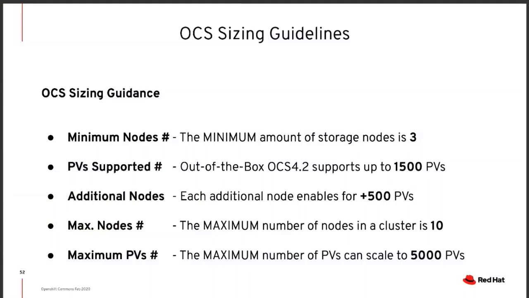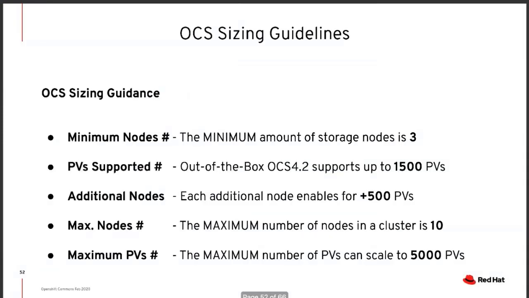With the minimum amount, you will have capability for 1500 persistent volumes. If you add nodes onto that, each additional node enables you for an additional 500 PVs on top. So that would theoretically mean that 4 nodes would offer 2000 PVs, 5 nodes 2500, etc., etc.